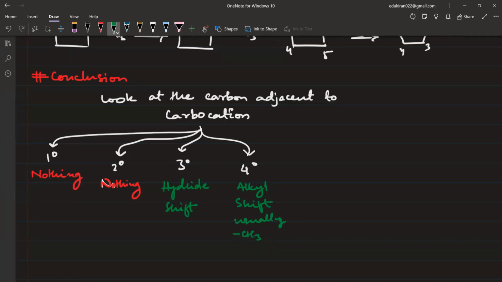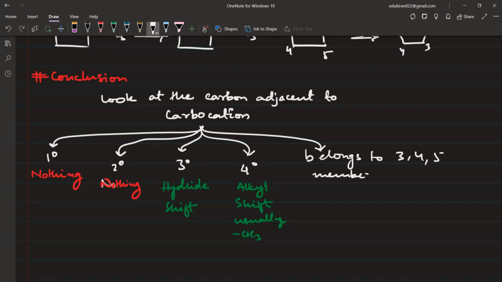Usually methyl shift, that is CH3. And the last case is if the carbon adjacent to the carbocation belongs to a 3, 4 or 5 membered ring, then what you have to do? Ring expansion.